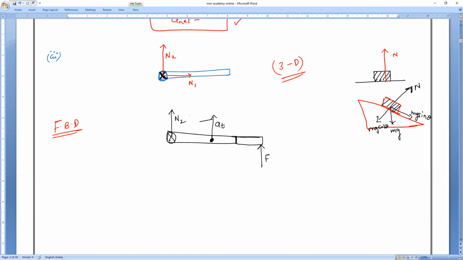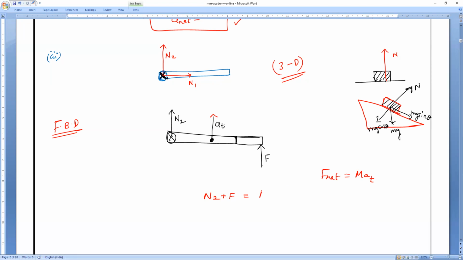Forget about the acceleration. I have drawn the FBD of the applied forces. Tell me, are N2 and F in the same direction or the opposite direction? Same direction. So N2 plus F, which is F net, is equal to MA, that is M A T, tangential acceleration. Everybody? MAT.